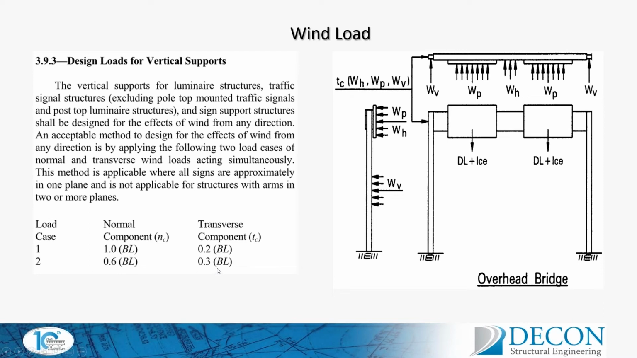It suggests 2 cases. In the first case, you apply 100% of the wind load in the normal direction and 20% of the wind load in the transverse direction. And in load case 2, you decrease the wind load in the normal direction to 60% and increase the transverse wind load to 30% from 20%.